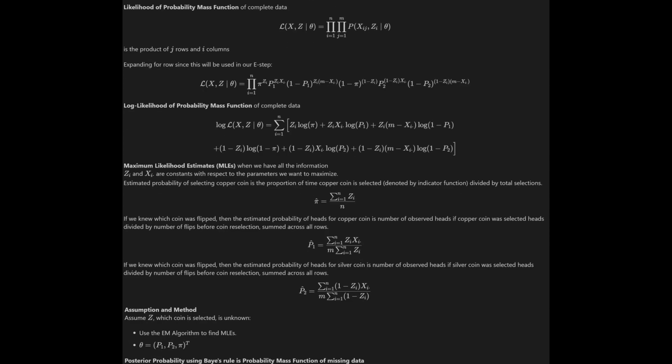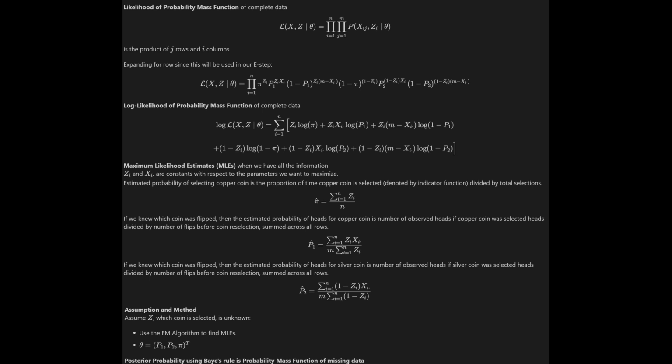We raise our expression to the power of z sub I, so it becomes the joint probability copper was selected and head or tail was observed from the copper coin. We multiply this with the joint probability silver was selected and head or tails was observed from the silver coin. To get the likelihood of the PMF of complete data, we take the product of all data.